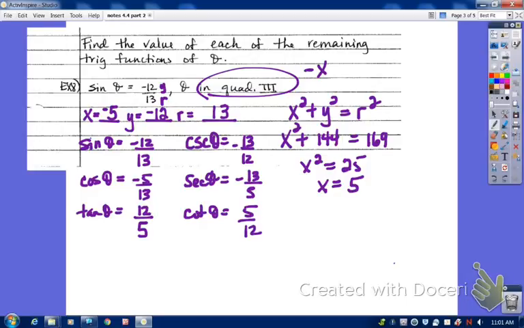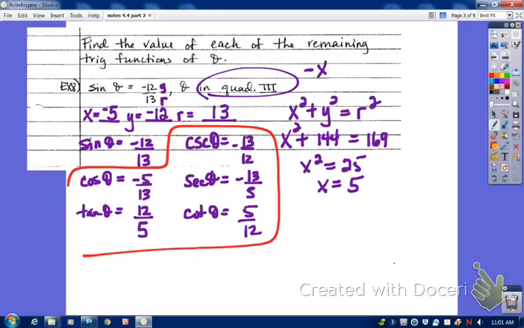All right, and again, they're really just asking you for the other trig functions. I just like to have everything lined up so I can use my reciprocal identities. All right, questions about example 8? All right, moving on.